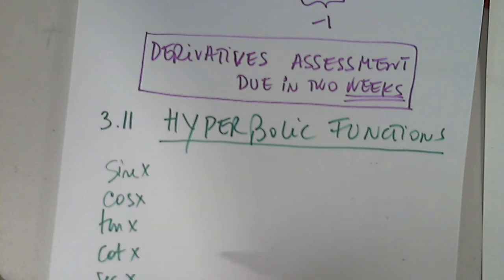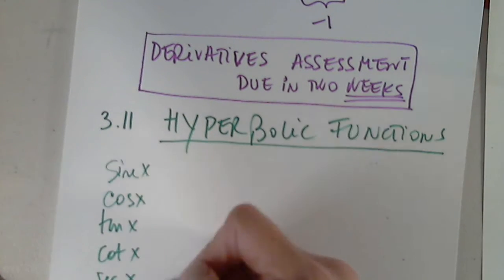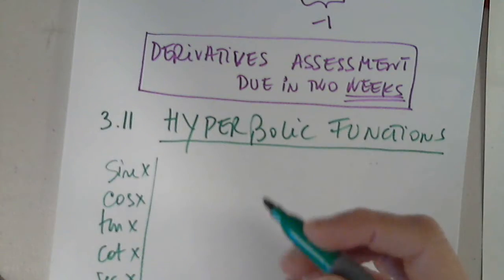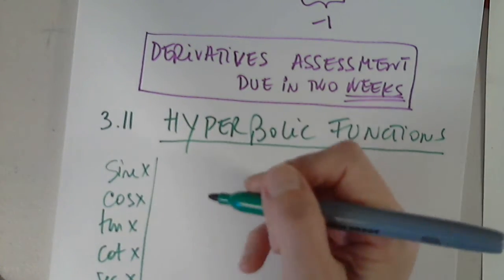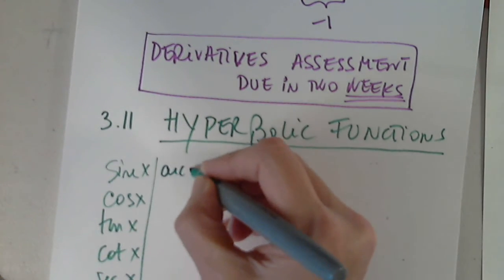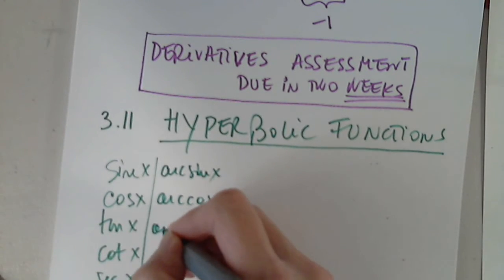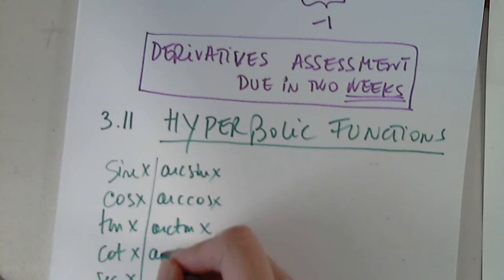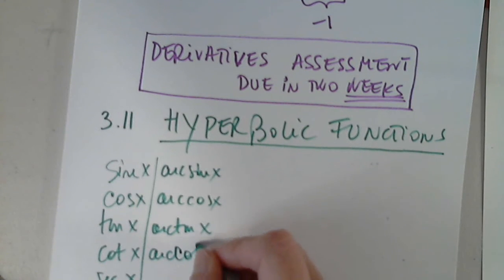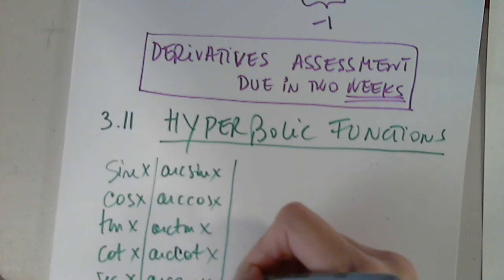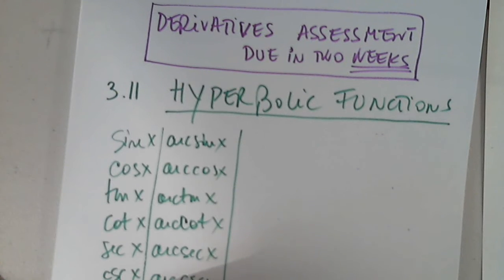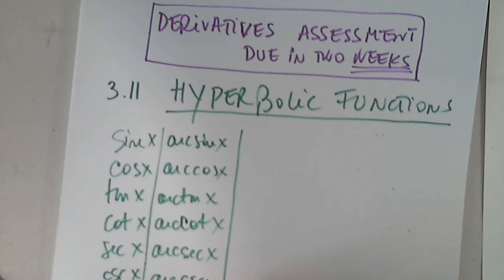I'm just starting it again. So not to be confused with the trig functions, and not to be confused with the inverse trig functions, arc sine x, arc cosine x, arc tangent x, arc cotangent x, arc secant x, and arc cosecant x. So these are the trig functions. These are the inverse trig functions.